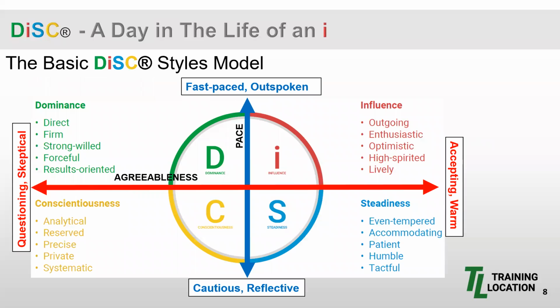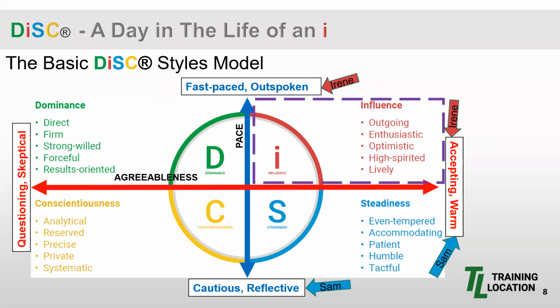So Irene knows the following. She and Sam differ in their pace. However, they share agreeableness of accepting and warm. So as Irene, as we already shared, is motivated by social recognition, group activities, and friendly relationships. And her motto is let's have fun. Now the S is about providing support, maintaining stability, sincere appreciation, and encouraging collaboration. The S's motto, let's do it together.